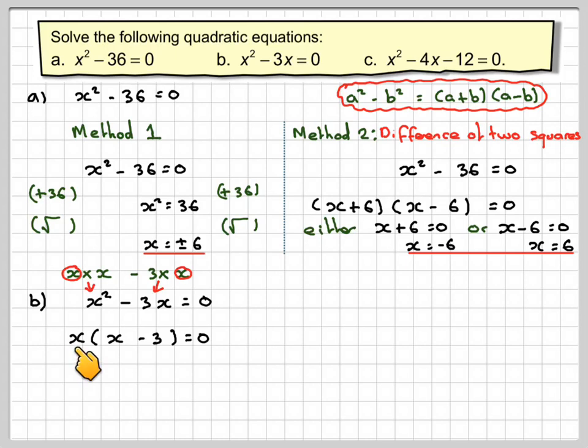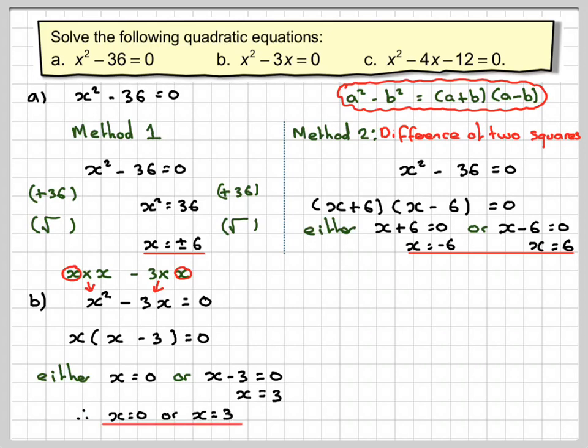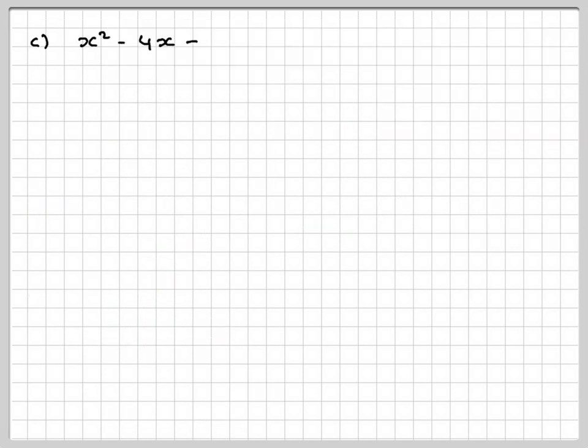So now we can say either this x is equal to 0 or x minus 3 is equal to 0. So either x is equal to 0, that gives us one solution, or x minus 3 is equal to 0, and then if we add 3 to both sides, we get that x is equal to 3. So therefore x is equal to 0 or x is equal to 3 are the solutions of that quadratic equation. The last one, x squared minus 4x minus 12 is equal to 0.